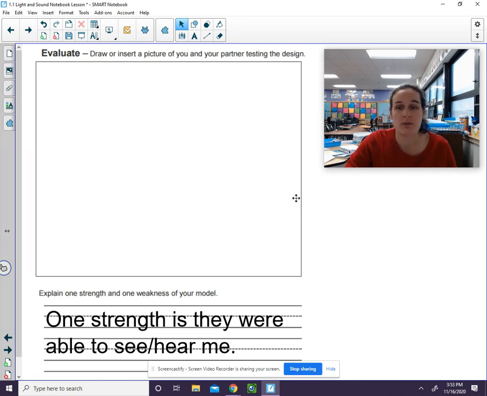Okay? So anyways, again, this is page 18 in your launch log, and you will need to take a picture or draw a picture of your completed device. And then I want you to write what one strength was. And maybe it is just this one strength is they were able to see and hear me.